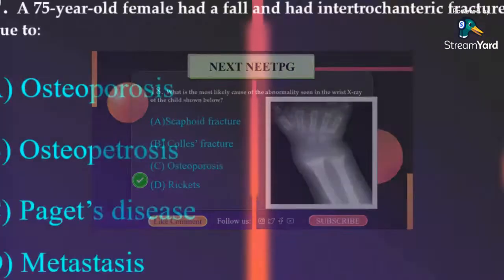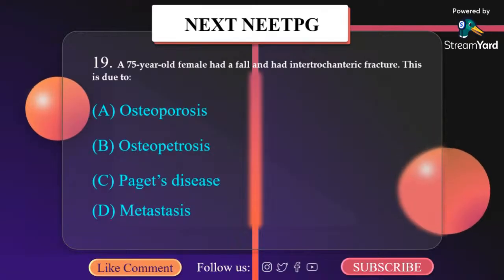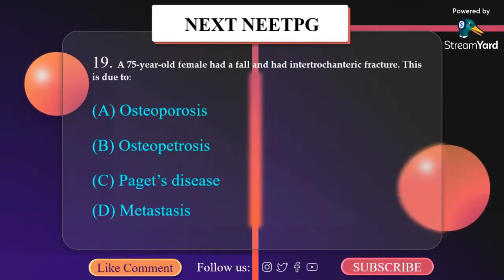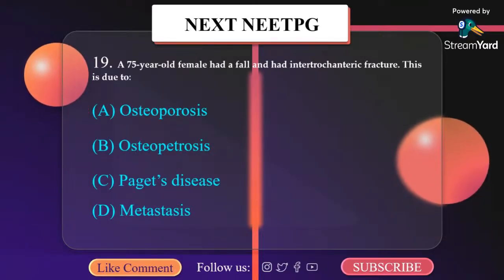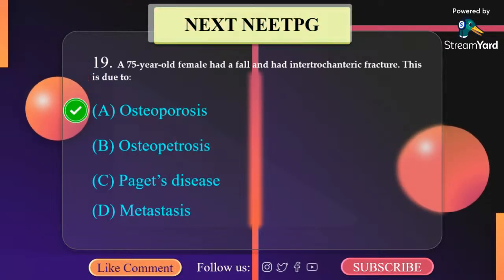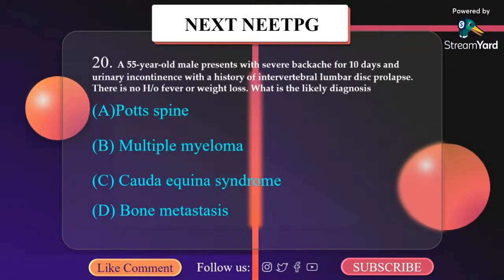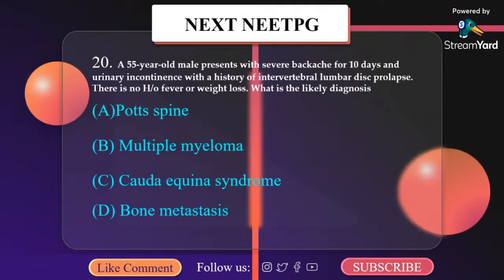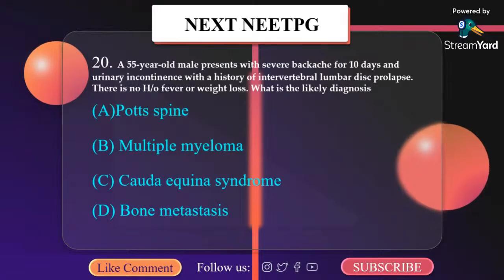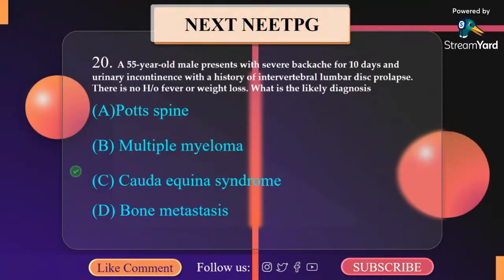Rickets. A 75-year-old female had a fall and an intertrochanteric fracture. This is due to A. Osteoporosis, B. Osteopetrosis, C. Paget's disease, D. Metastasis. It is A, osteoporosis. A 55-year-old male presents with severe backache for 10 days and urinary incontinence with history of intervertebral lumbar disc prolapse. There is no history of fever or weight loss. What is the likely diagnosis? It is cauda equina syndrome.